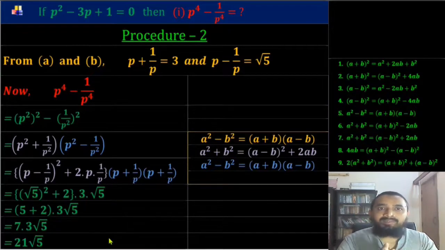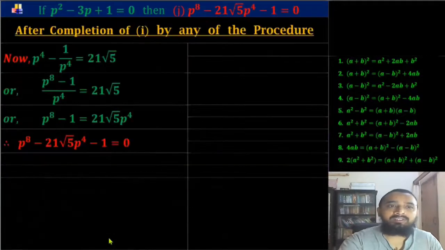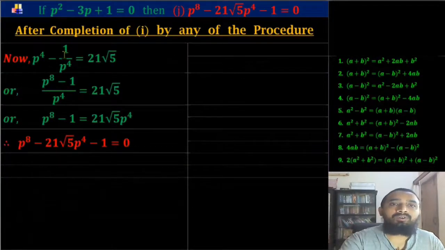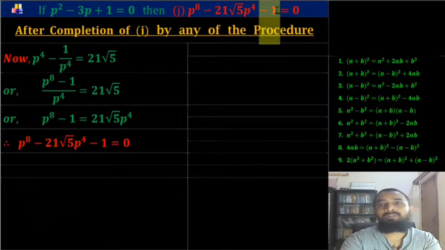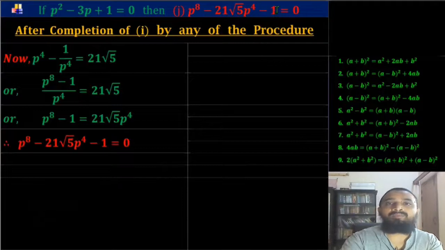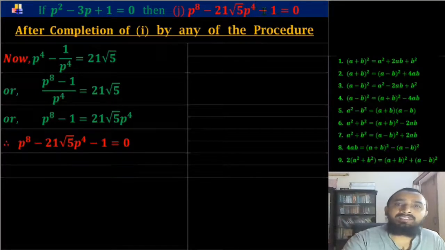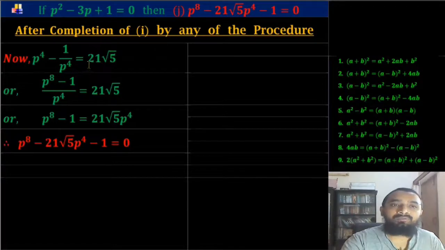Okay, let us move into the next and last problem of today's tutorial, which is just like the previous one. P to the power 4, we need to show that p to the power 8 minus 21 root over 5 p to the power 4 minus 1 is equal to 0. Look at this, this time the sign before 1 is minus and the rest is 8, half of 8 is 4. So here, since the sign is minus, you're going to start with p to the power 4 minus 1 over p to the power 4, which is equal to 21 root over 5.